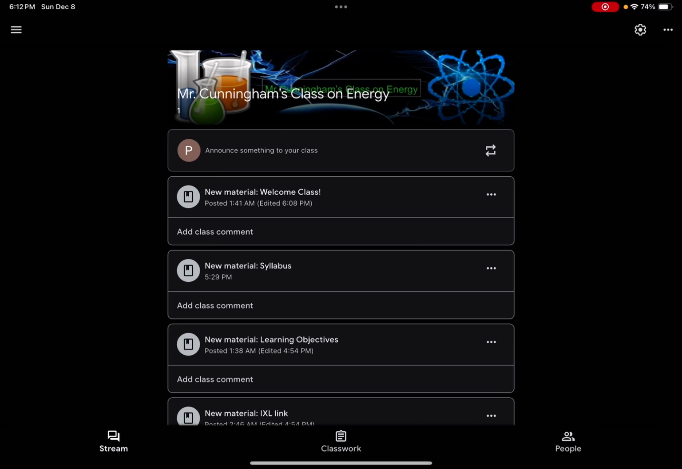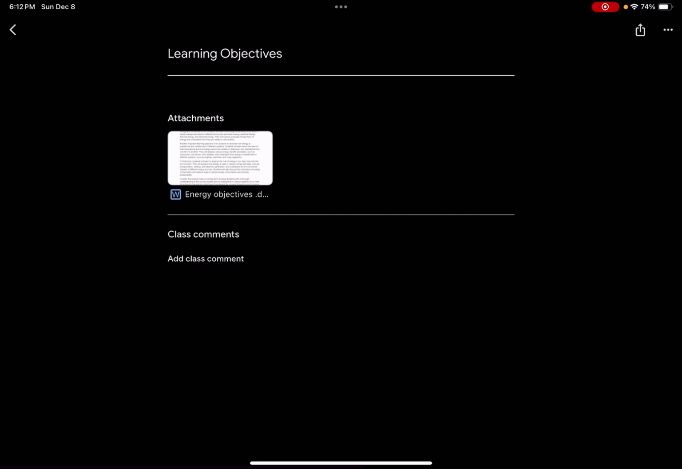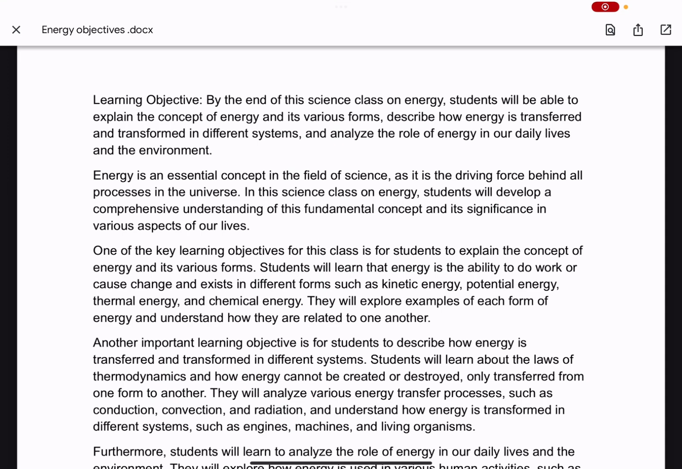Okay, now we are going to look at our learning objectives, attached with the Word document as well. Learning objective: by the end of the science class on energy, students will be able to explain the concept of energy in its various forms, describe how energy is transferred and transformed in different systems, and analyze the role of energy in our daily lives and the environment. Energy is an essential concept in the field of science as it is the driving force behind all processes in the universe. In this science class on energy, students will develop a comprehensive understanding of this fundamental concept and its significance in various aspects of our lives.